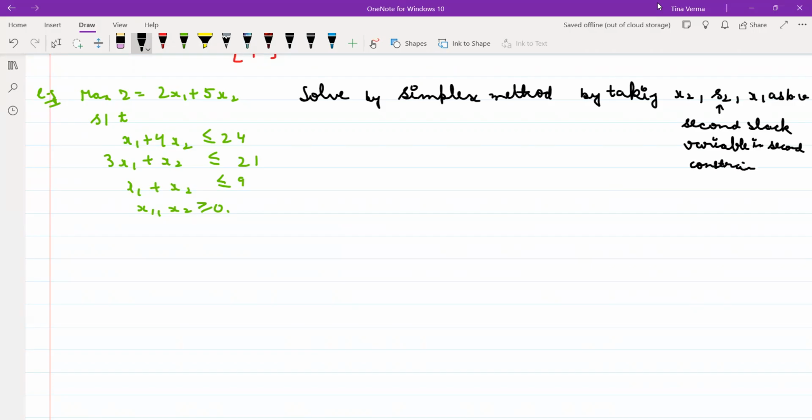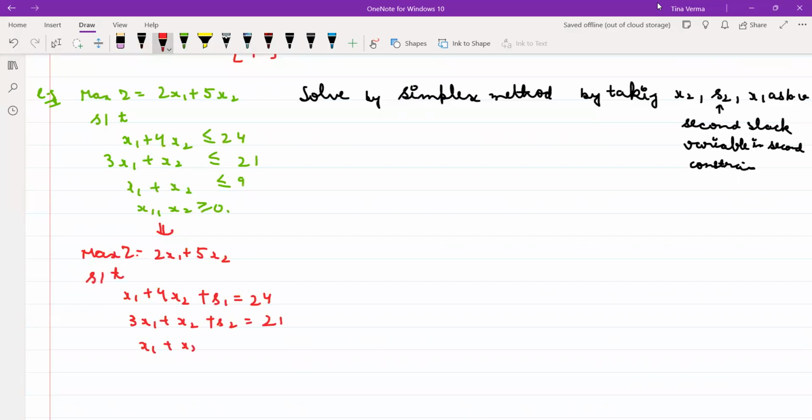So now you have to solve the LPP, right? That you have to convert it into its standard form. So that will become nothing but maximize z. This will be 2x1 plus 5x2. Subject to I have constraints x1 plus 4x2 plus s1 equal to 24. 3x1 plus x2 plus s2 equal to 21. x1 plus x2 plus s3 is equal to 9. x1, x2, s1, s2, s3 greater than equal to 0, and it will become 0 into s1, 0 into s2 and 0 into s3.